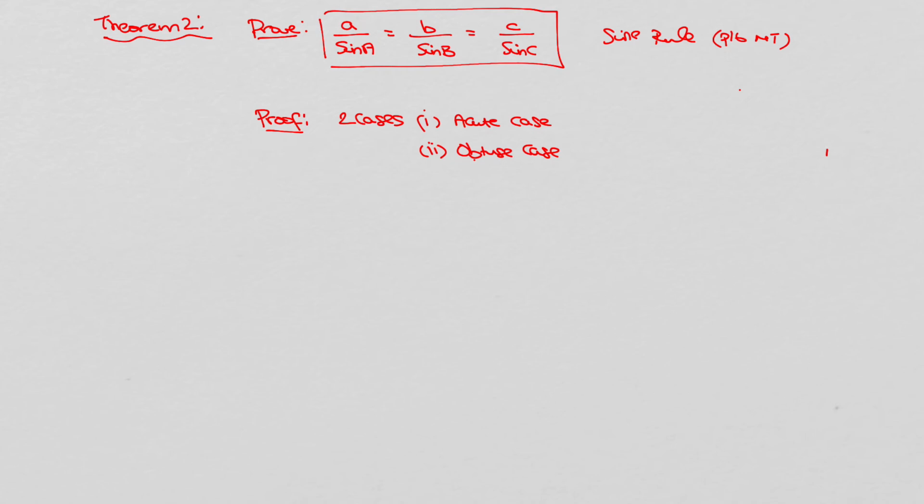There can be two cases, the acute case and the obtuse case, and that's because sine is positive in both the first and the second quadrant, so we have to prove for both cases. So we're going to start with the acute case, and we're going to draw a triangle where all the angles in the triangle are acute.